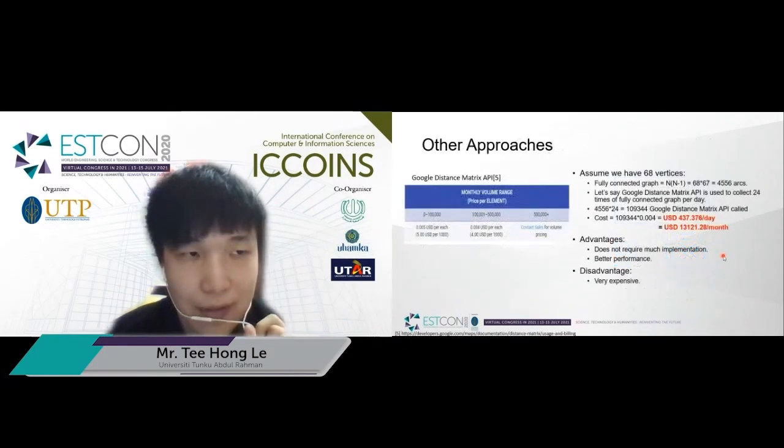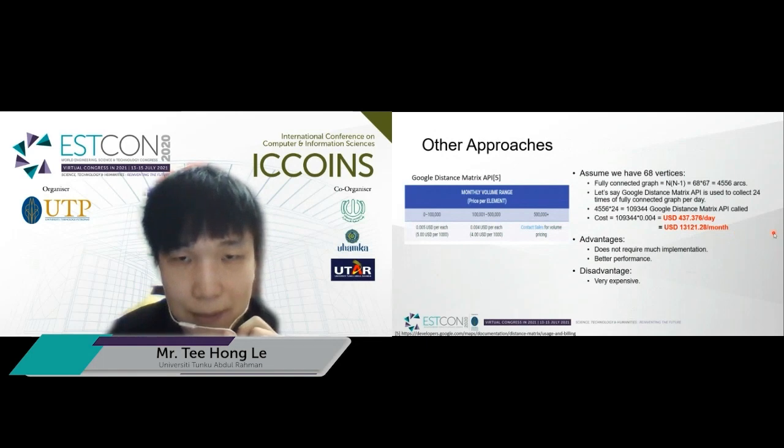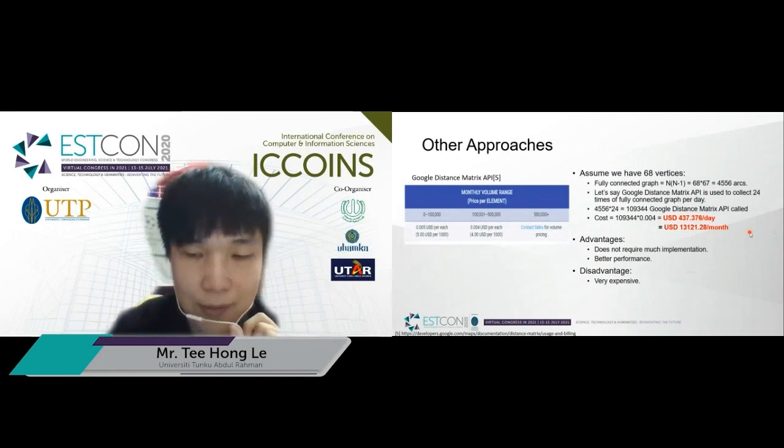There are also other approaches. One of them is Google Distance Matrix API. By referring to the pricing table from Google Distance Matrix API, assume that we have 68 vertices. To construct a fully connected graph, it requires 4,556 arcs. Let's say Google Distance Matrix API is used to collect 24 fully connected graphs per day. It costs roughly $433 per day and $13,000 per month. The advantage of using Google Distance Matrix API is that it does not require much implementation. Also, it will have better performance. However, it is very expensive.